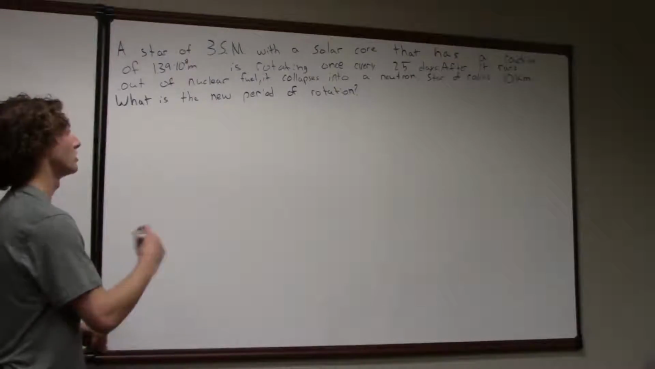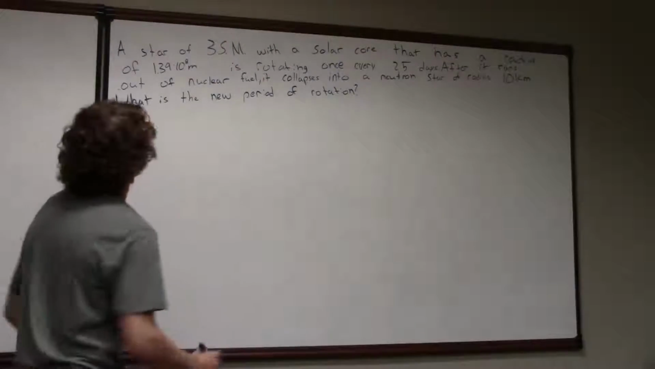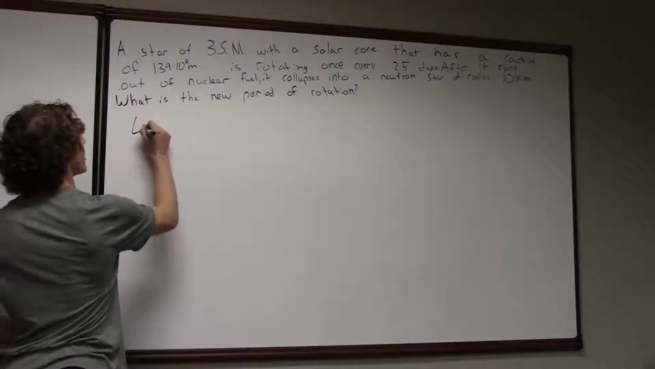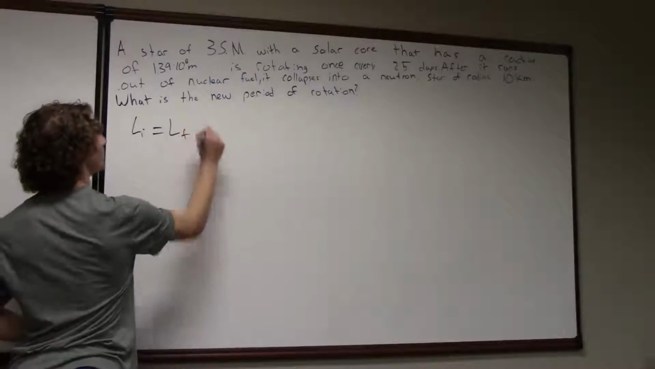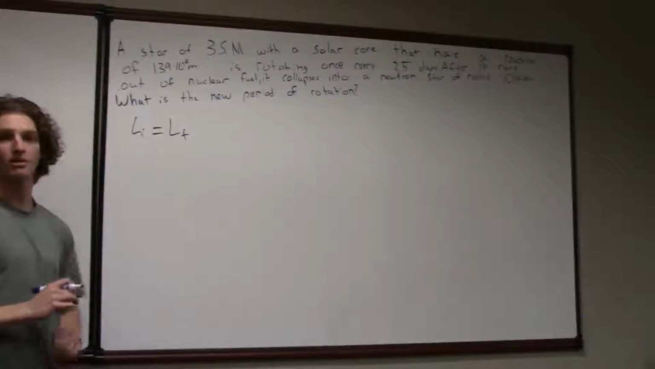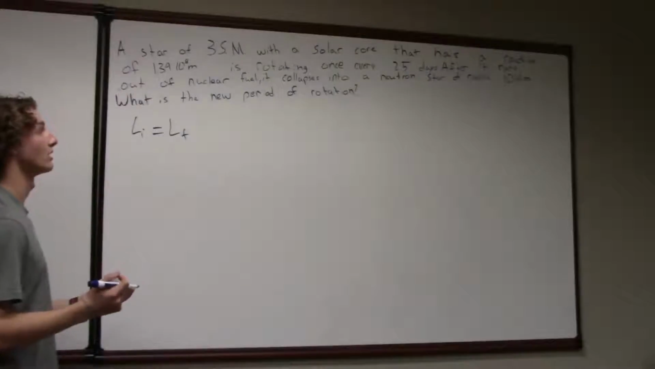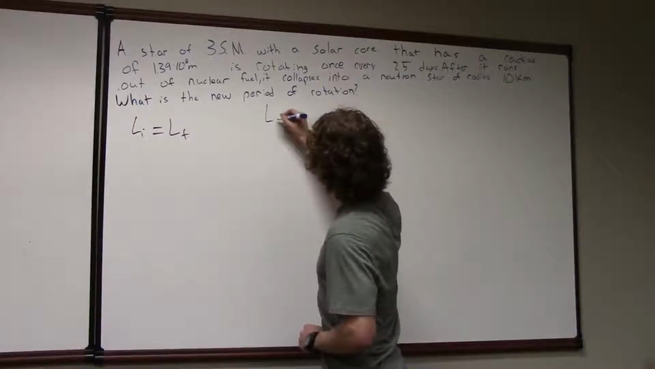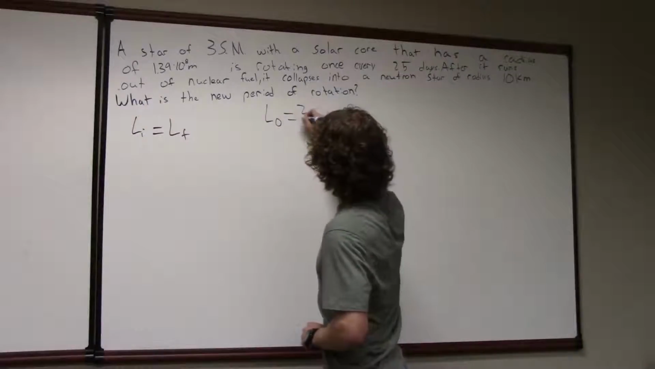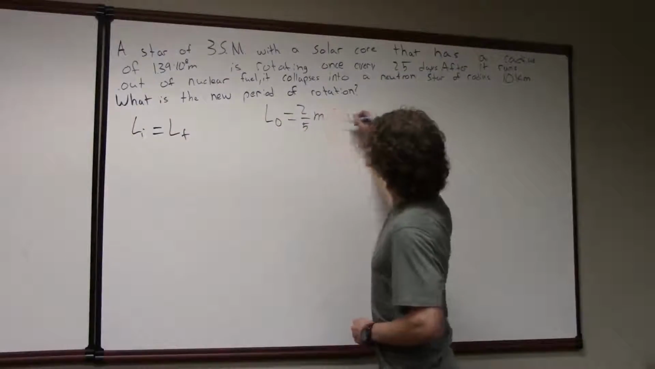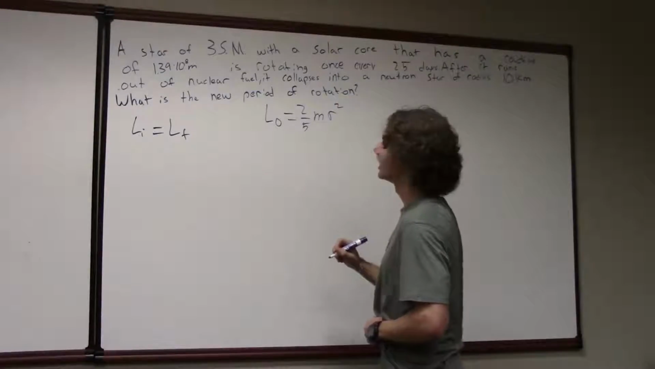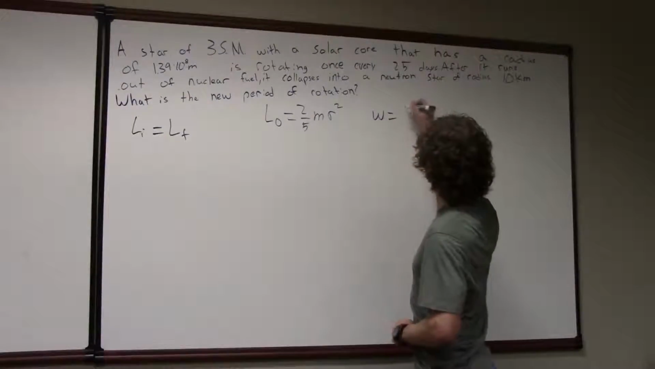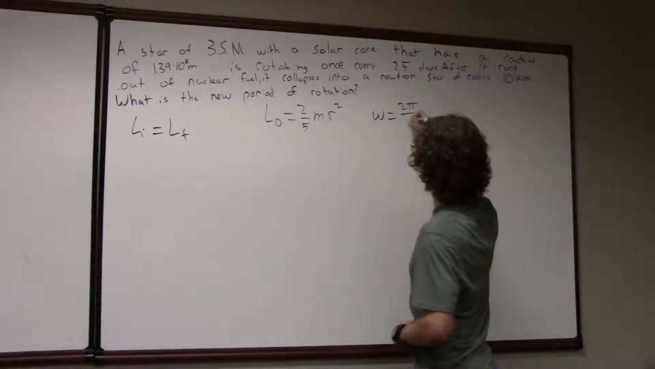We're asked to find what is the new period of rotation. So because there is no external torque or force being acted upon by the system, we know that Li is equal to Lf, and these are just the two angular momentums of the star before and after the contraction. We should also know that the angular momentum of a sphere can be written as 2/5 times its mass times its radius squared. And also we're going to need to use the formula omega is equal to 2 pi over the period.